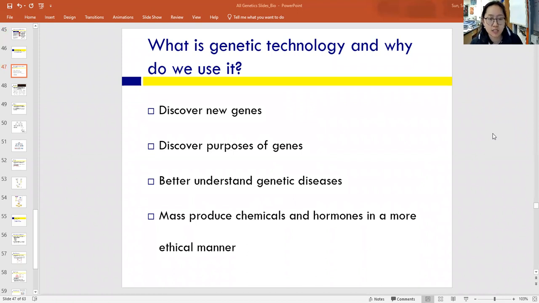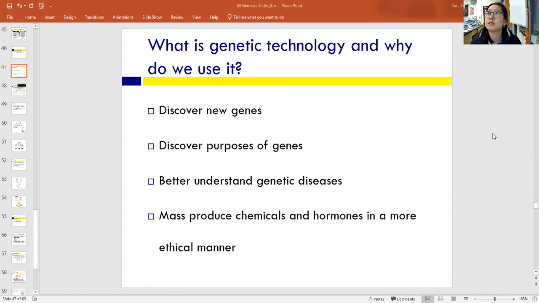Another use is to discover the purpose of genes. Some genes we have already located. However, we don't know what they do or what the purpose is, or if it's always encoded or when it's encoded. So it's kind of interesting to figure those out slowly as well, or which genes are tied to each other and are important for working together cohesively. We can also use genetic technology to better understand genetic diseases and figure out where the source is, why it's happening, right? During cell division, what's going wrong.